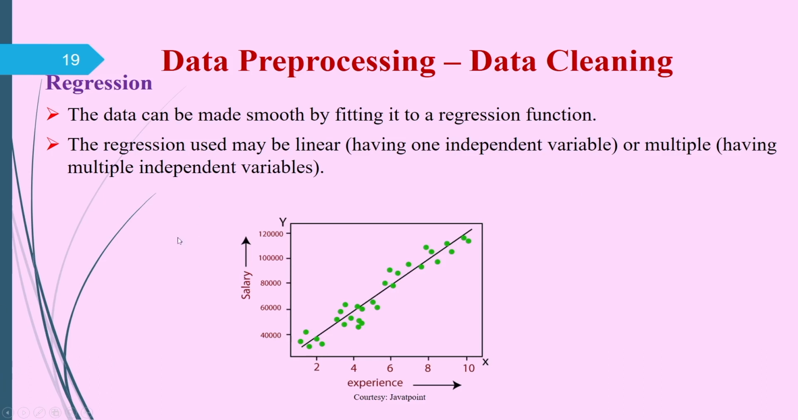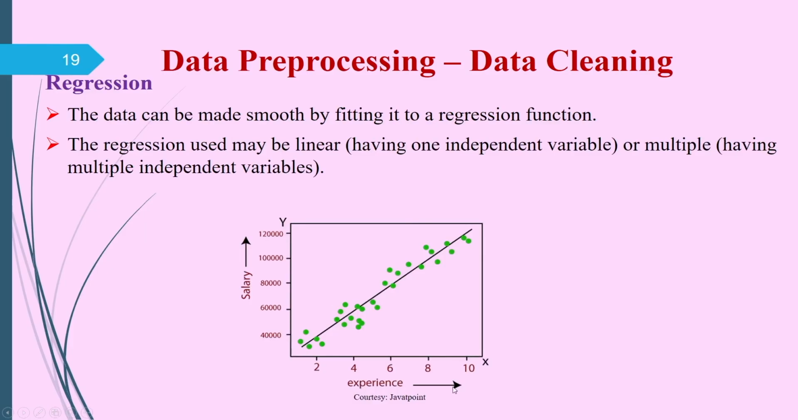The next method is a data cleaning method with the help of regression. Here we can smoothen the data by fitting a regression function. Already we have seen rainfall with umbrellas sold, that was linear regression. In the same way, here also we are doing regression analysis, where here is an independent variable and this will be the dependent variable.